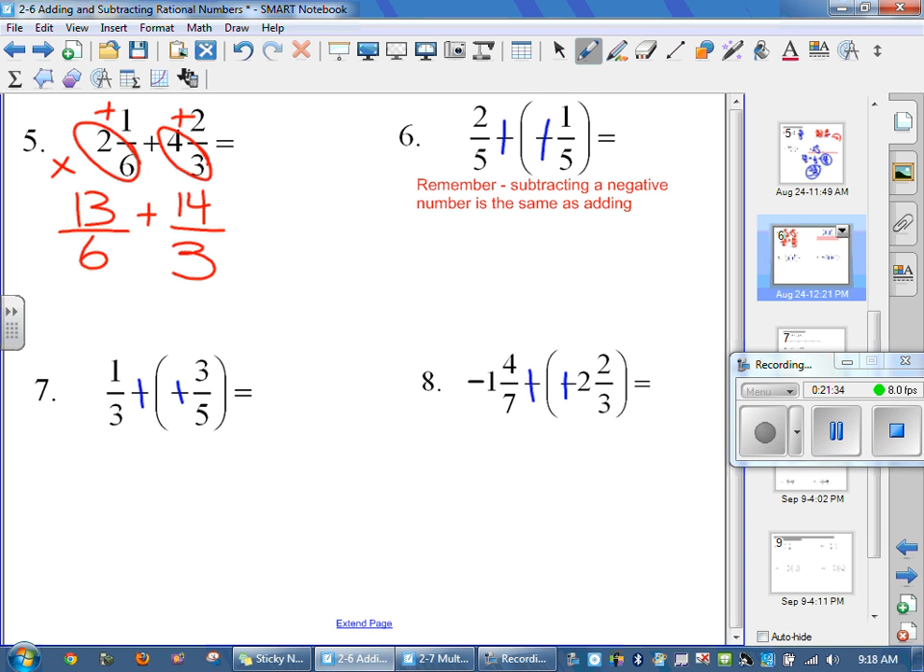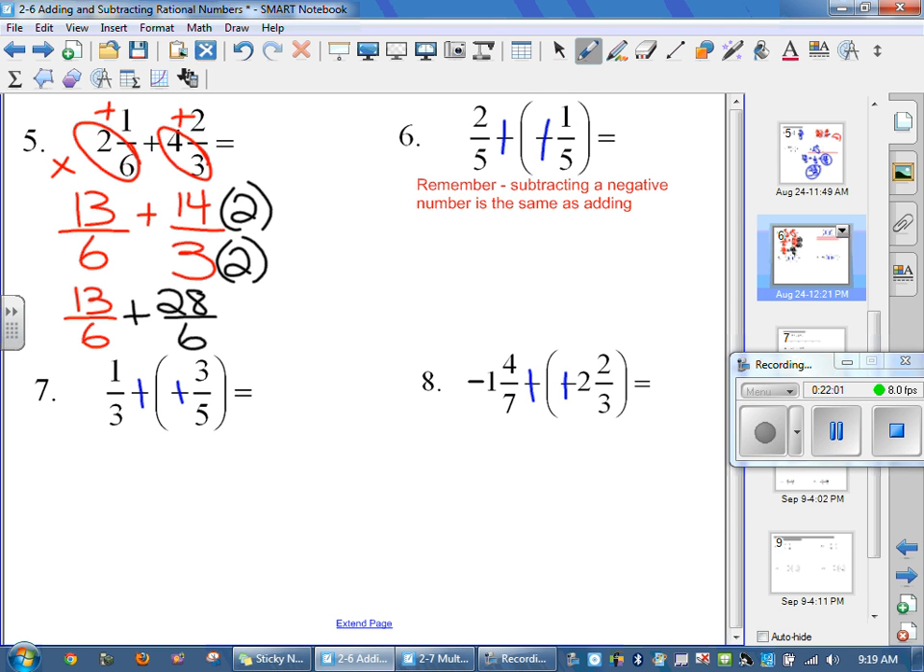They both divide into 6. That means the 13 over 6 won't change. It stays the same because it already has a 6 in the bottom. From the right-hand side, I can multiply the bottom number by 2 to get a 6. Well, that means I have to do the same thing to the top. That's going to give me 28. Now you can add them. So your bottom number is going to stay a 6. Now you add your top numbers, you'll get 41.